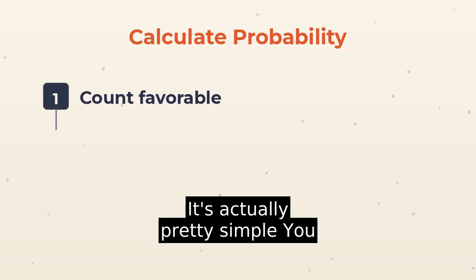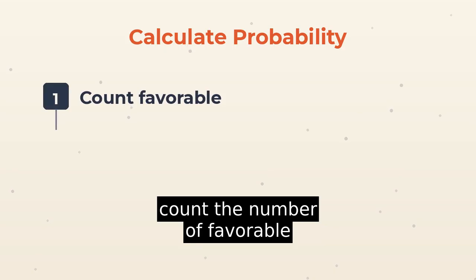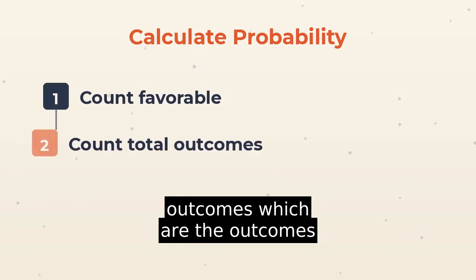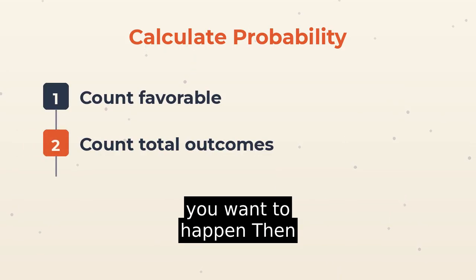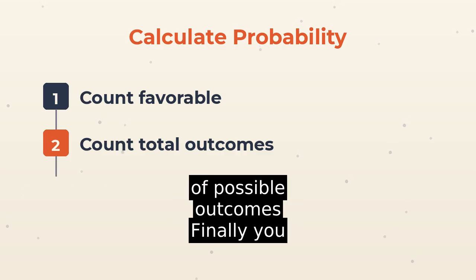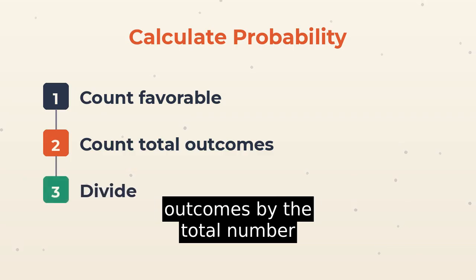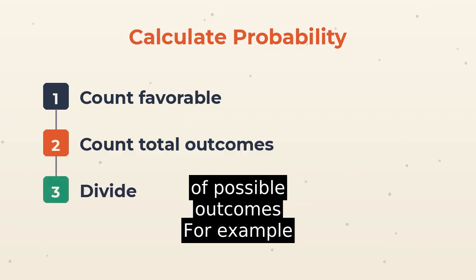It's actually pretty simple. You count the number of favorable outcomes, which are the outcomes you want to happen. Then, you count the total number of possible outcomes. Finally, you divide the number of favorable outcomes by the total number of possible outcomes.